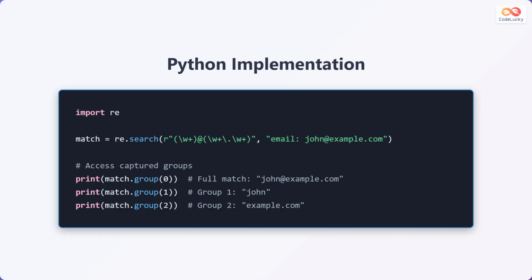Now let's see how this can be implemented in Python. First, import the re module. Then use re.search with the pattern r"(\w+)@(\w+\.\w+)" and the string "email: john@example.com". This will search for an email address in the given string. You can access the captured groups using match.group. match.group(0) will return the full match, john@example.com. match.group(1) will return the username, john. match.group(2) will return the domain, example.com.